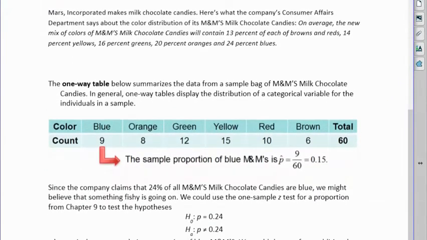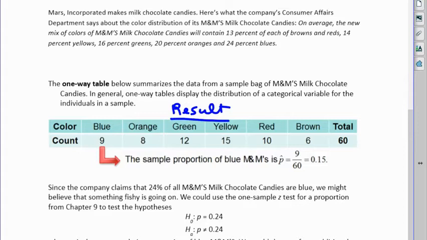Okay, Mars Incorporated makes milk chocolate candies, and this is what their customer affairs department says about the distribution of milk chocolate candies. They say that there are 13% browns and reds, 14% yellows, 16% greens, 20% oranges, and 24% blue. And then someone goes out and gets a bag of candy, and they count it, it was 60 candies in the bag, and they counted how many of each of the colors came up, and this is the result right here, what they got in their sample.